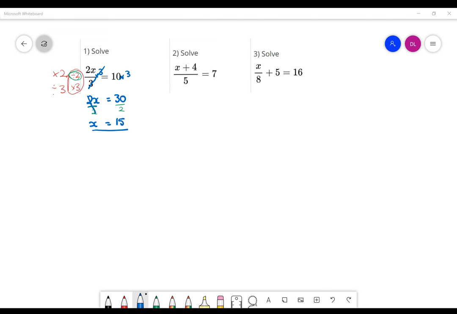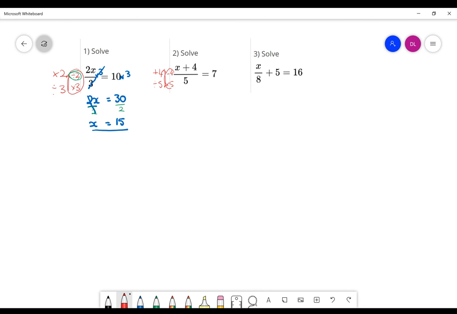We're going to finish off these solving equations that have 2 steps in them. If we look at this problem here in the middle, number 2, you can see that the x here has had 4 added to it, and then the answer is divided by 5. We're going to work in the reverse direction, so that means we're going to times by 5 first, and then we're going to minus 4.